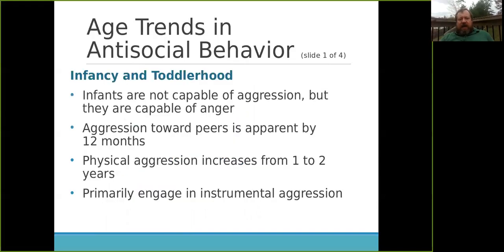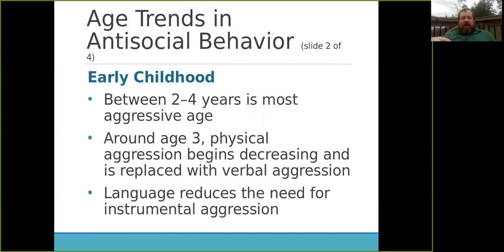Let me talk about some age trends in antisocial behavior in general, and I'll come back to bullying. Infants aren't really aggressive. They show us anger, but we'll see aggression towards peers by 12 months. Between 1 to 2 years, there's an increase in physical aggression, primarily instrumental aggression. In early childhood, between the ages of 2 to 4 is the most aggressive age. But remember, there are some children who will continue to use aggressive strategies at a high level. But if you look at the average across all of us, it peaks during our preschool years.